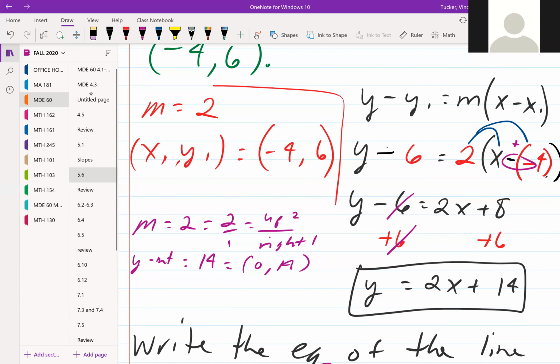Oh, okay, I got it. Because the 2 becomes the m, and the 14 would be the y-intercept, right? Yep. So when you graph it, you grab the point 0, 14 first, because that's on the y-axis. And then from that 0, 14, you go up 2 and then right 1. Got it. Okay.